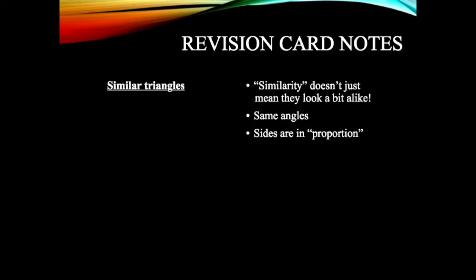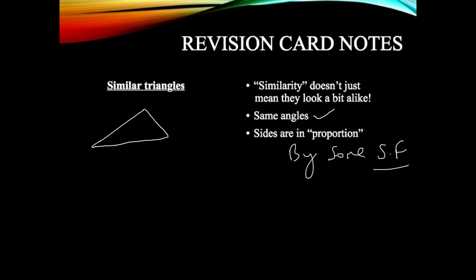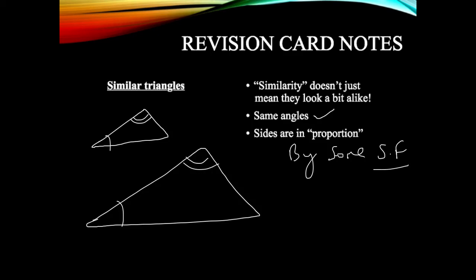This one's on similar triangles, and what I've said here is that similarity doesn't just mean they look a bit alike. They're going to have the following facts as well. They're going to have the same angles, and the sides are in the same proportion by some scale factor, whatever that scale factor is, but it's got to be the same scale factor for all three sides. And if you want to draw yourself a little picture, you might draw a triangle like this and a slightly larger one, and you can show that the angles are the same like this. You can do 3 on there if you want to, so they're all the same.